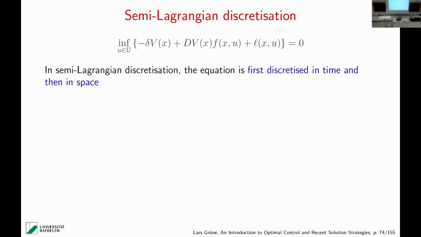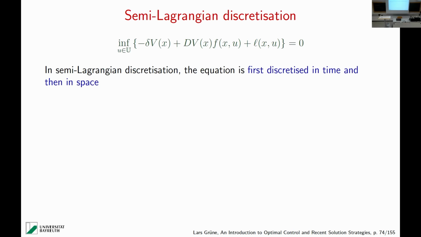Okay. That's the Hamilton-Jacobi-Bellman equation for the infinite horizon discounted problem with this discount rate delta here. And in the semi-Lagrangian discretization, you do two discretization steps. The thing is, you do it first in time and then in space. This is an equation. Do you see any t in there? No, there is no t in there. It's the infinite horizon problem, so there is no t dependence.